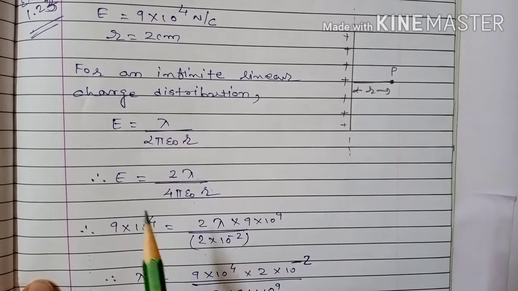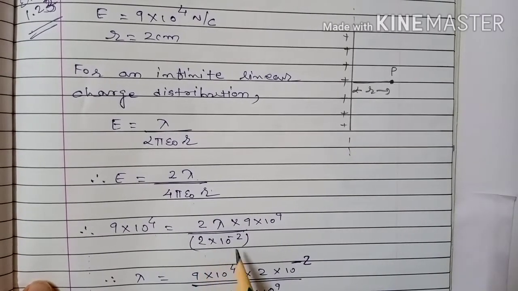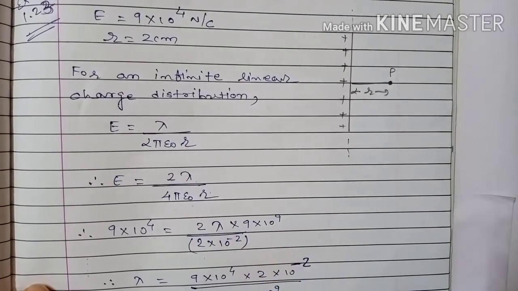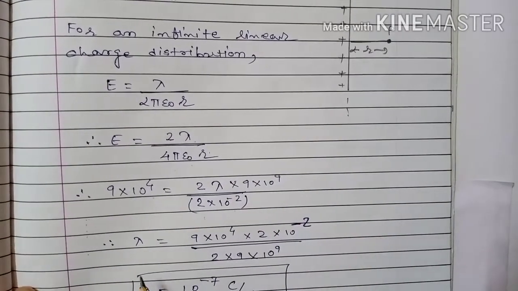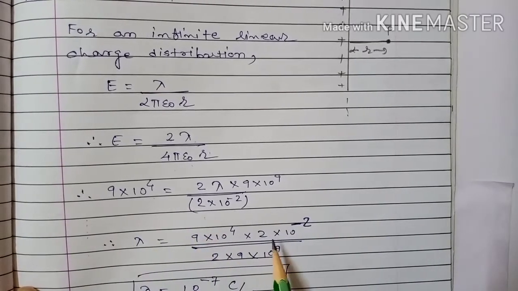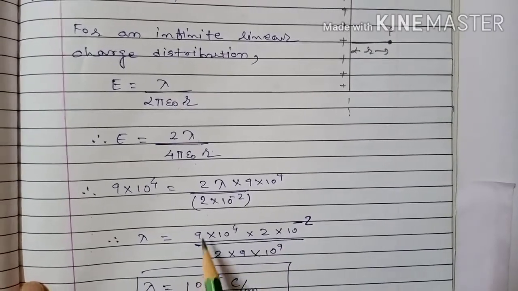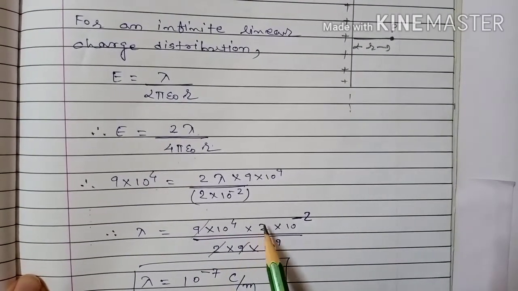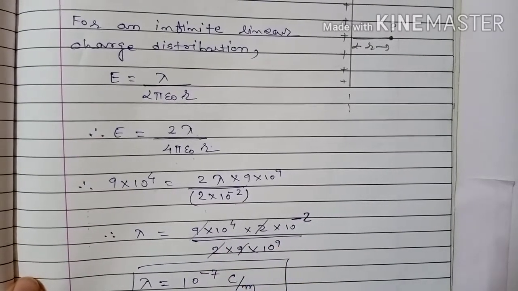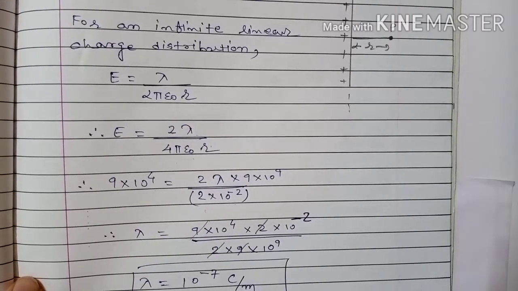I have converted centimeter into meter because we have to take all the values in SI. So 2 into 10 raised to minus 2, and 1 upon 4 pi epsilon naught is 9 into 10 raised to 9. If we make lambda the subject, then lambda is equal to 9 into 10 raised to 4 into 2 into 10 raised to minus 2 upon 2 into 9 into 10 raised to 9. 9 will get cancelled, 2 will get cancelled. 4 minus 2 is 2, 2 minus 9 is minus 7. So the answer of this question is lambda is equal to 10 raised to minus 7 coulomb per meter.